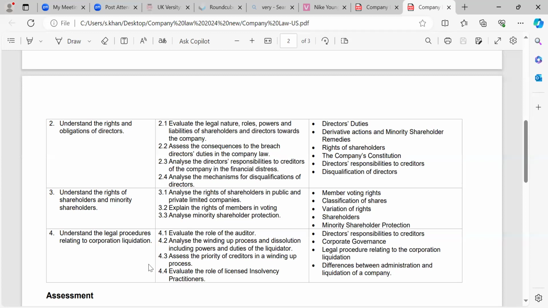We then went on to look at 3.3, which is to analyse minority shareholder protection. We looked at minority shareholder protection, where it refers to the legal safeguards and mechanisms designed to protect the rights and interests of minority shareholders in a company, particularly in situations where they are vulnerable to oppression, unfair treatment, or abuse by majority shareholders or company management. We went on to look at the legal framework for minority shareholders, and we then went on to look at the rights of information and inspection.